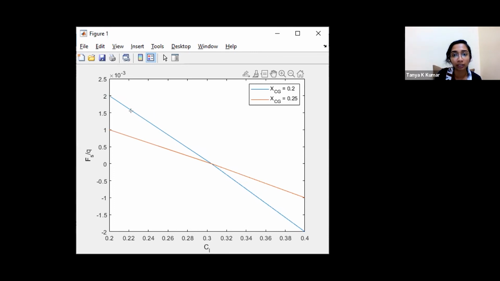The blue line is for the first XCG, and the red line is for the next CG value. So you can see that the first slope is more than the second slope. The blue slope is more than the red slope. So this is the graph for Fs by Q and CL, and the 2 slopes we have calculated. Okay, so now we'll go back to the screen.